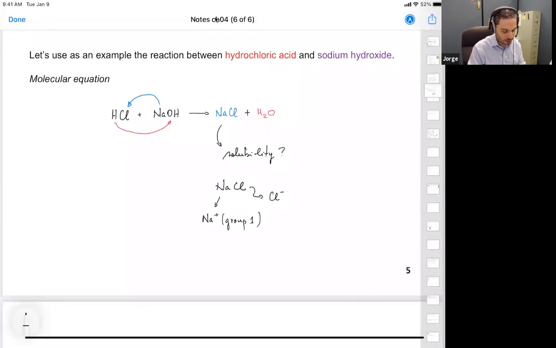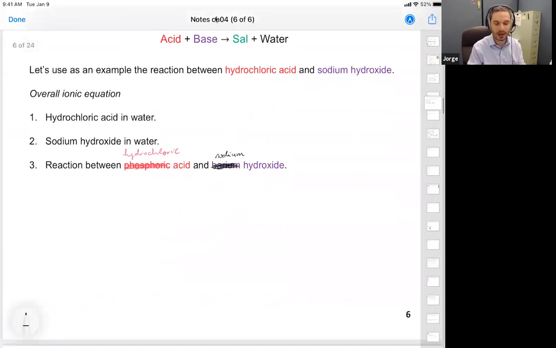Now, what's the difference between the molecular equation and the ionic equations? Now, we are going to represent how the compounds are dissolved in water and use the ions to draw the equation. So let's start with the overall ionic equation. So we have here HCl. The first thing that I like to do is to dissolve HCl in water to figure out what are the ions that are going to be formed.